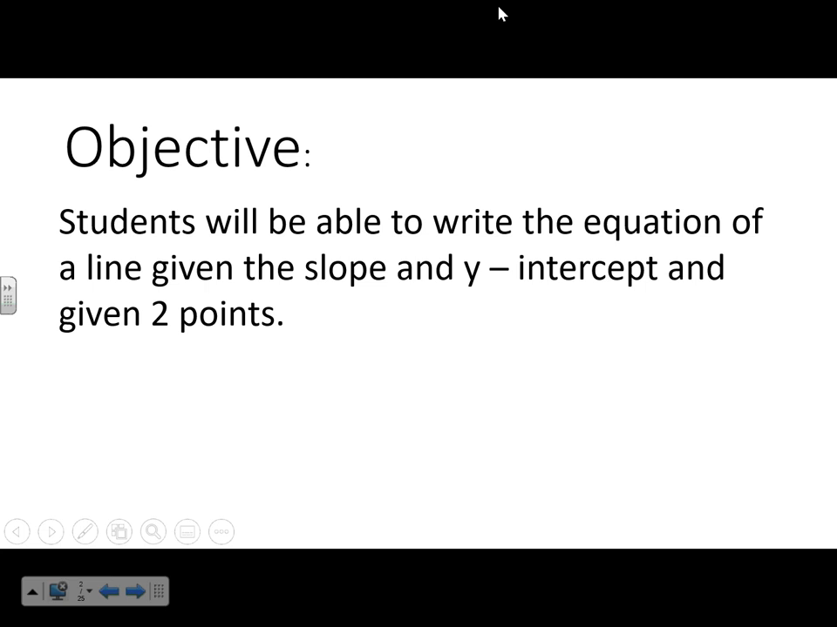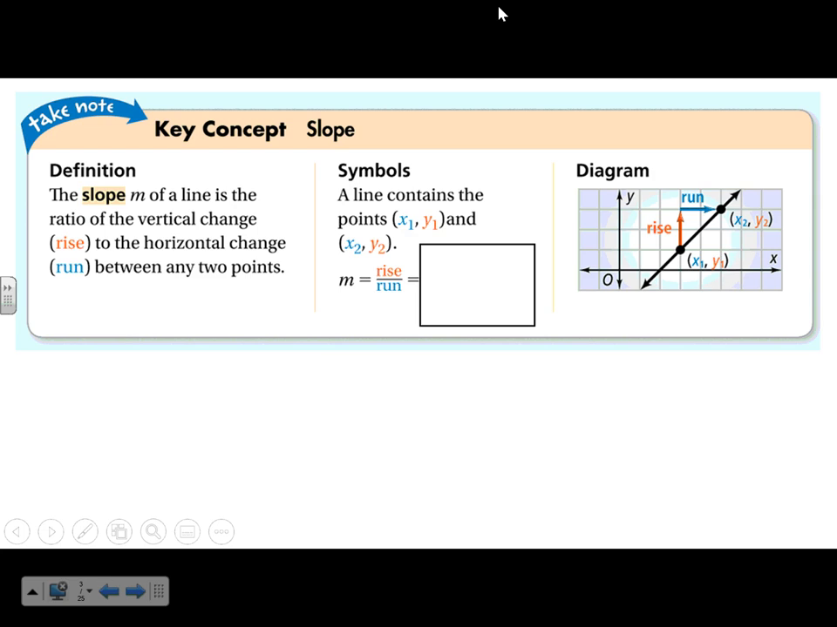Obviously, I'm not just going to skip it and assume that you know it, but hopefully when you see it, you remember most of this. The stuff you don't, hopefully it's easy to pick up on. So the slope m of a line is the ratio of the vertical change to the horizontal change. That's the rise and the run. The rise is the vertical change, the run is the horizontal change. And that's between any 2 points.